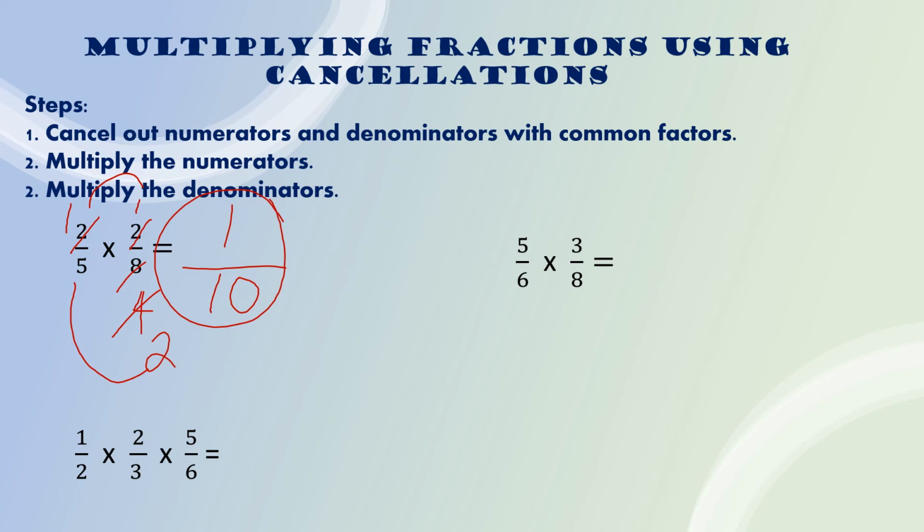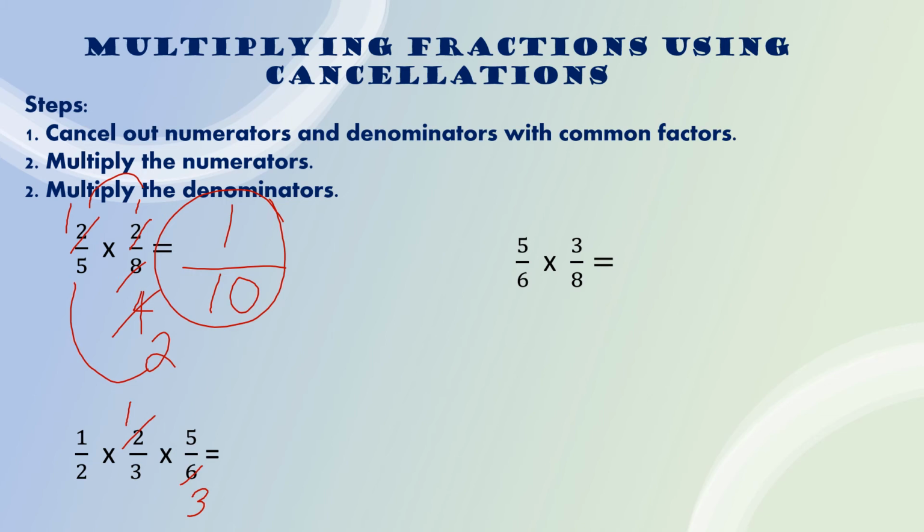Okay, so let's go to the second example here. We have 1/2 times 2/3 times 5/6. So let's look for numbers that we can cancel out: one numerator and one denominator that have a common factor. So I can see that 2 and 6 can be divided by 2. So this will be 1 and 6 will be 3.